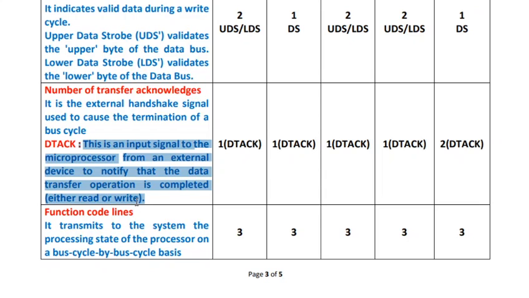So here, number of transfer acknowledgement basically refers to the external handshake signal used in order to cause the termination of the bus cycle. Bus cycle may be for read or for write, right? Again, it's an input signal to the microprocessor from the external device to notify that the data transfer operation has been completed.